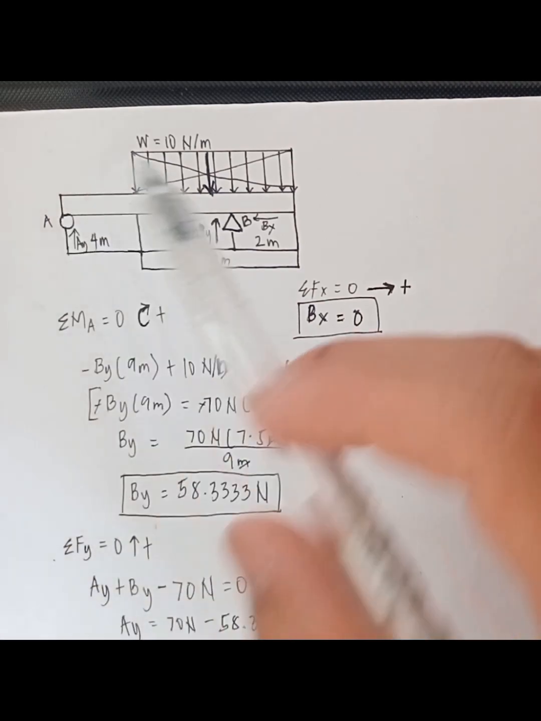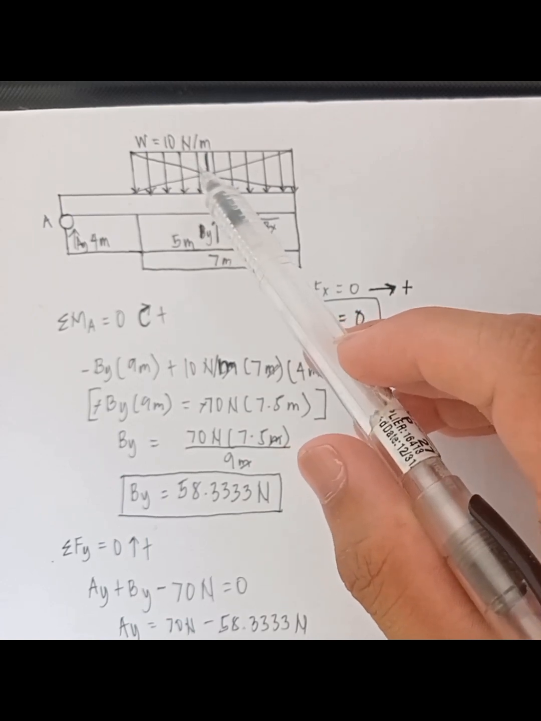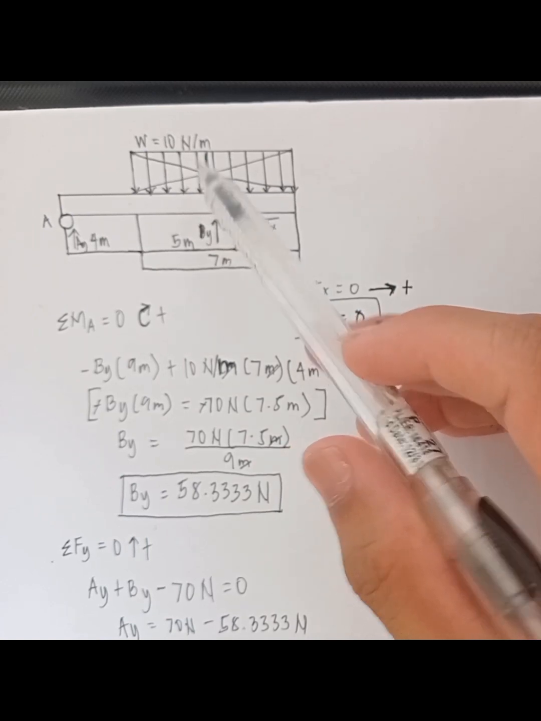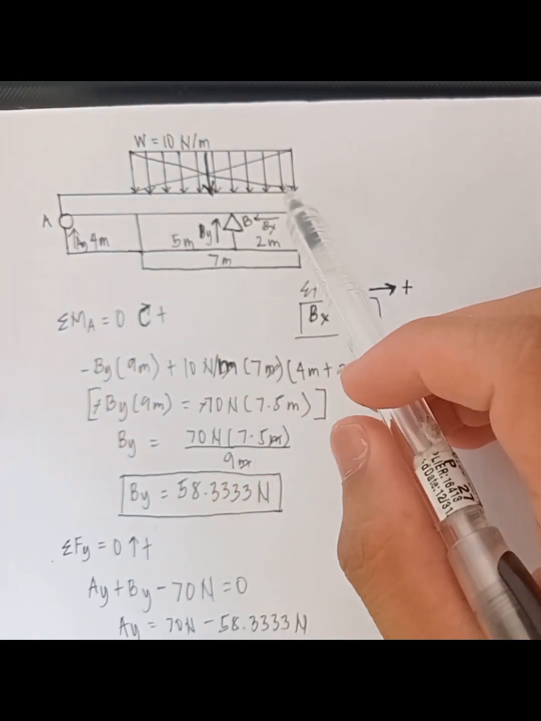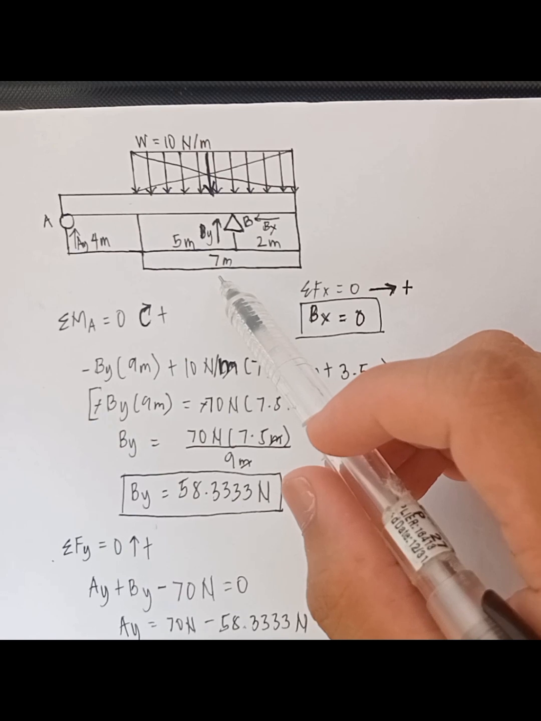As you can see, we have a load equal to 10 Newton per meter. It's already distributed from this point to this endpoint, which has a total distance of 7 meters.